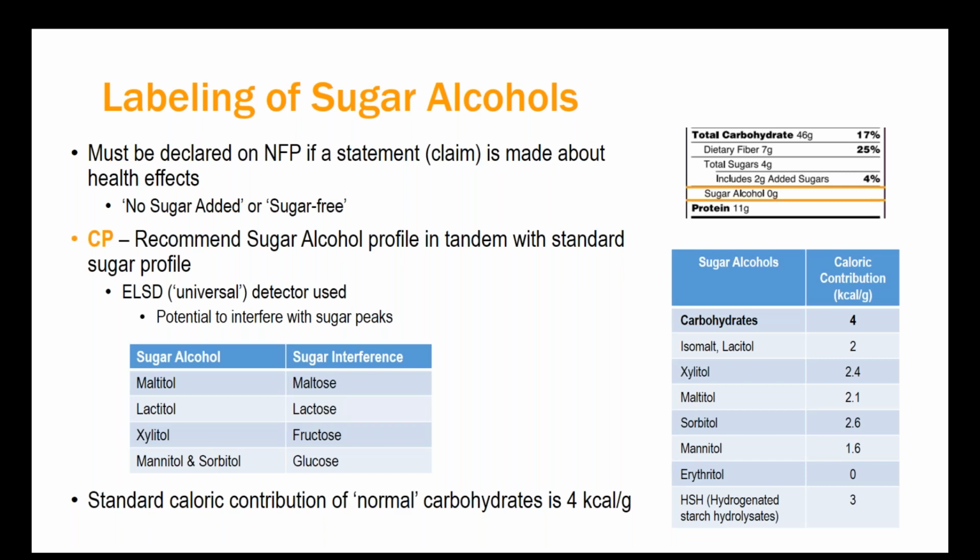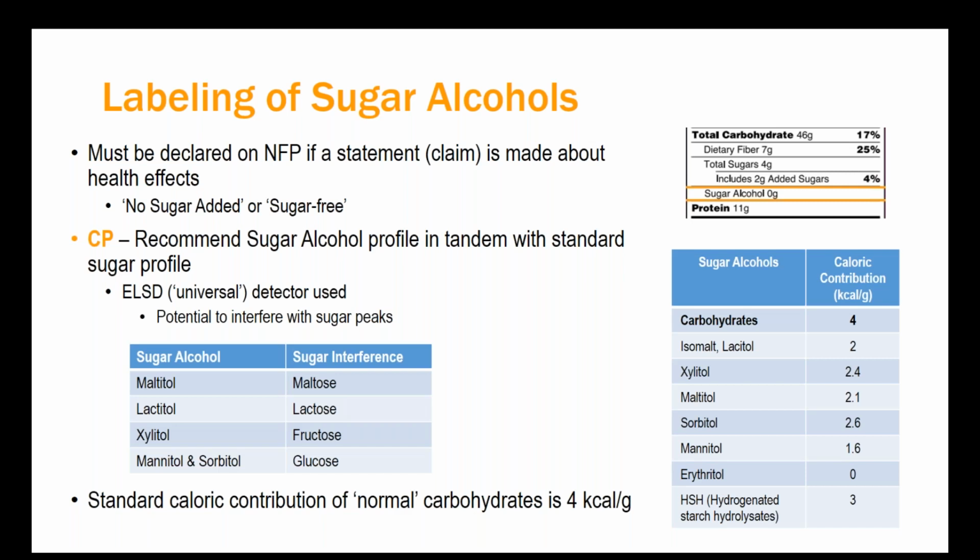And then, as I mentioned earlier, your standard caloric contribution of a normal carb is 4 kcals. You can see on the right-hand side there, because they're partially digested by the body, their reduced caloric contribution is about half for most, maybe a little over for sorbitol, but erythritol, being usually the most appealing, is at a 0 kcal per gram contribution. So we do see a lot of products submitted for nutrition labeling that contain erythritol.